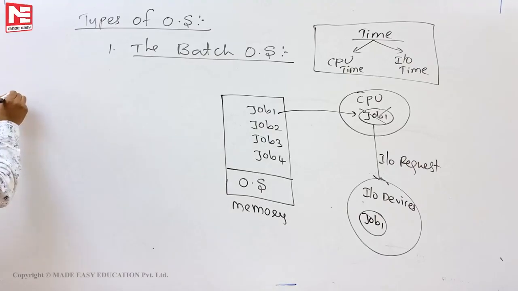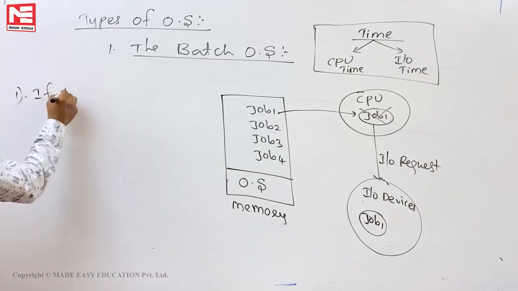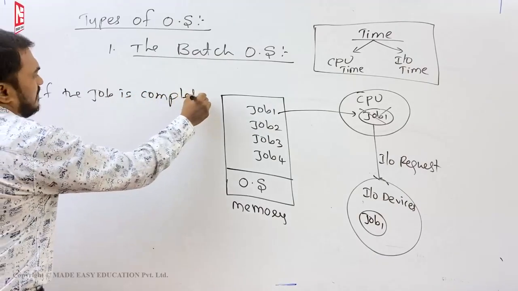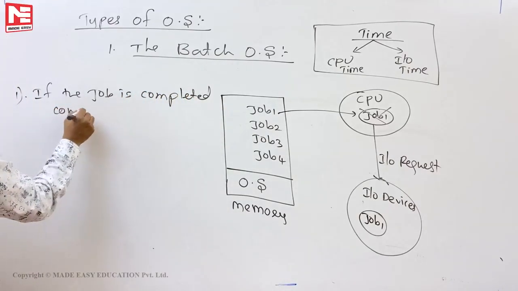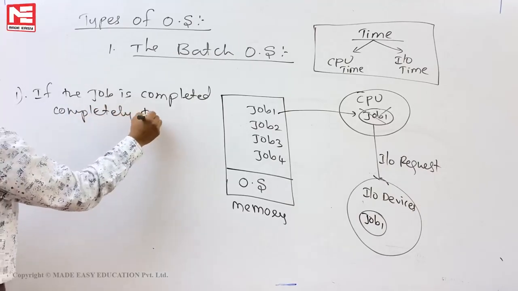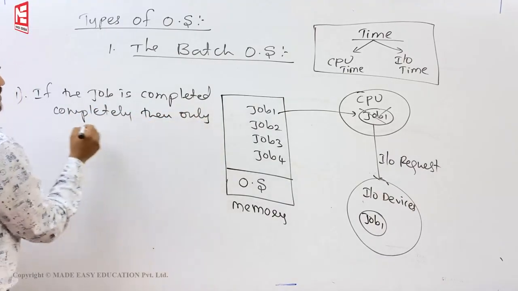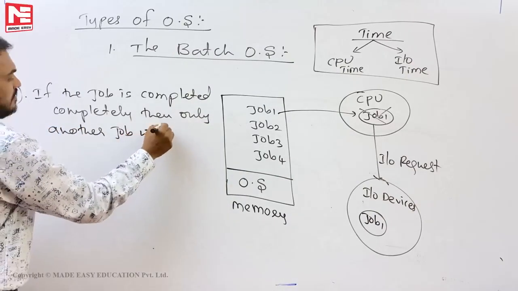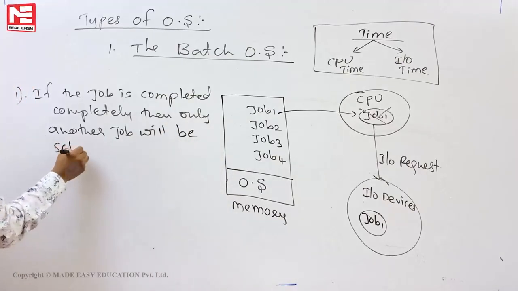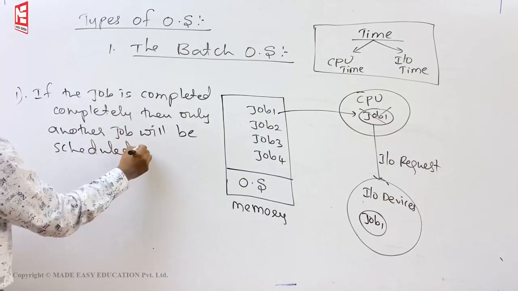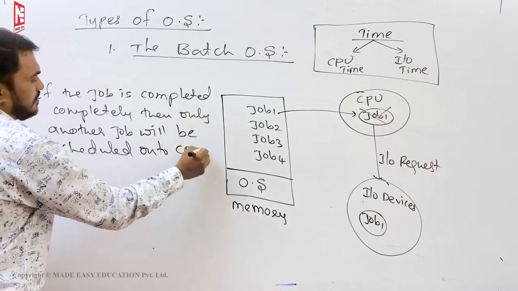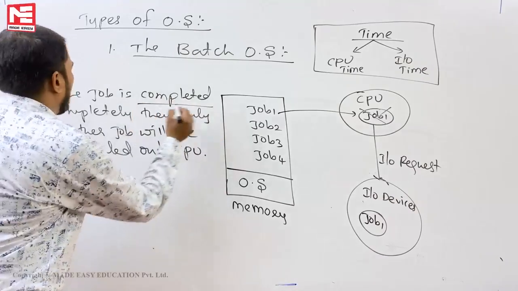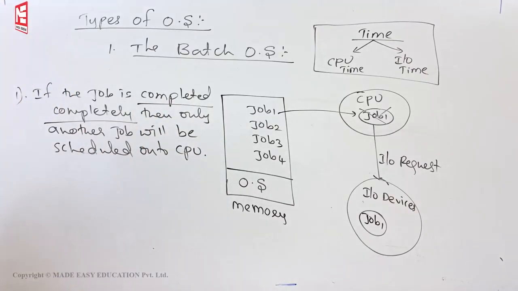So I am writing here, the first point, note down: if the job is completed completely, then only another job will be scheduled onto the CPU.